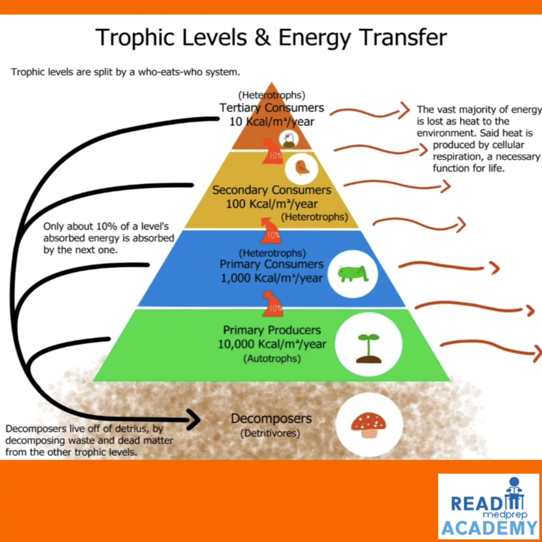So the trophic levels are split by a who-eats-who system. Only about 10% of a level's energy is absorbed by the next one. The vast majority of energy is lost as heat to the environment. Said heat is produced by cellular respiration, a necessary function of life of all organisms.